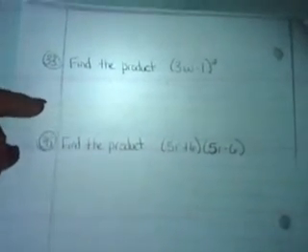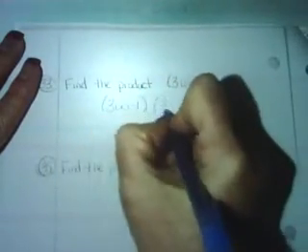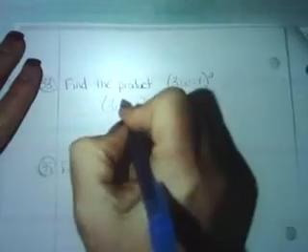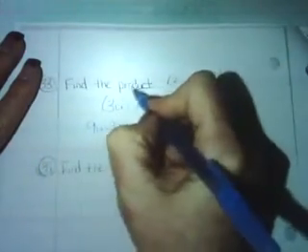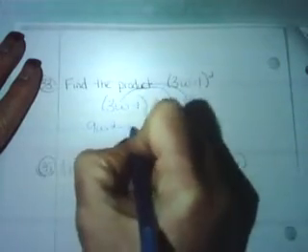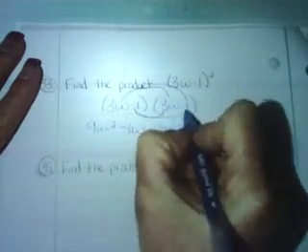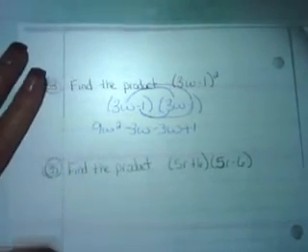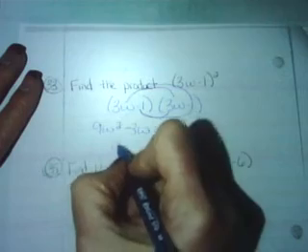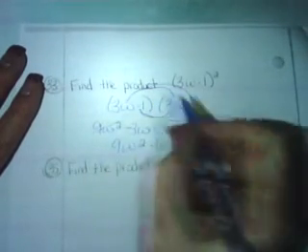Last two questions. Again, I'm still finding the product. So I have 3w minus 1 times 3w minus 1. 3w times 3w gives me 9w squared. 3w times negative 1 is negative 3w. Negative 1 times 3w is negative 3w. And a negative 1 times a negative 1 is positive 1. And here you're going to combine like terms. So you have 9w squared minus 6w plus 1.